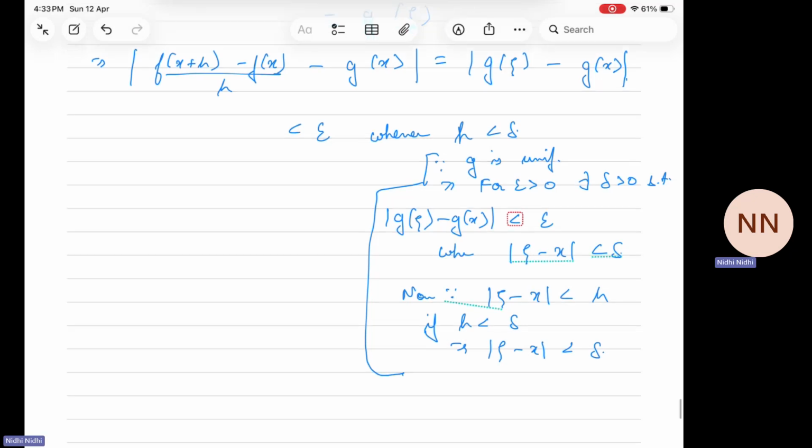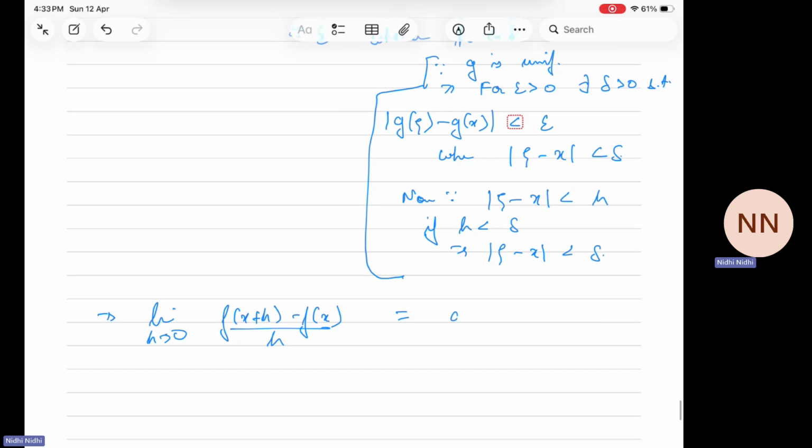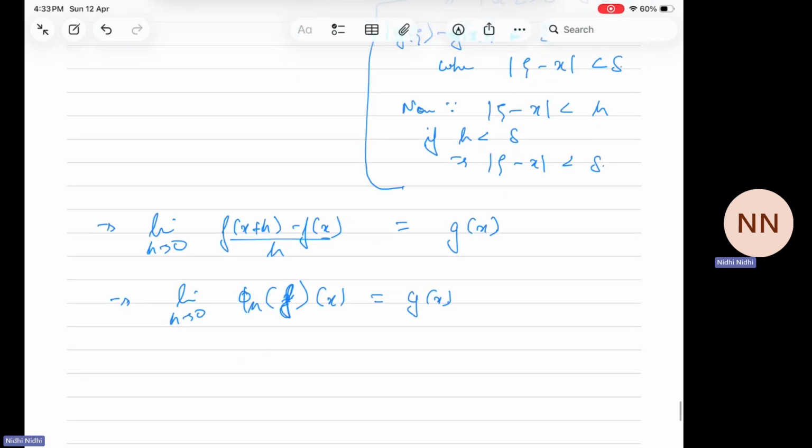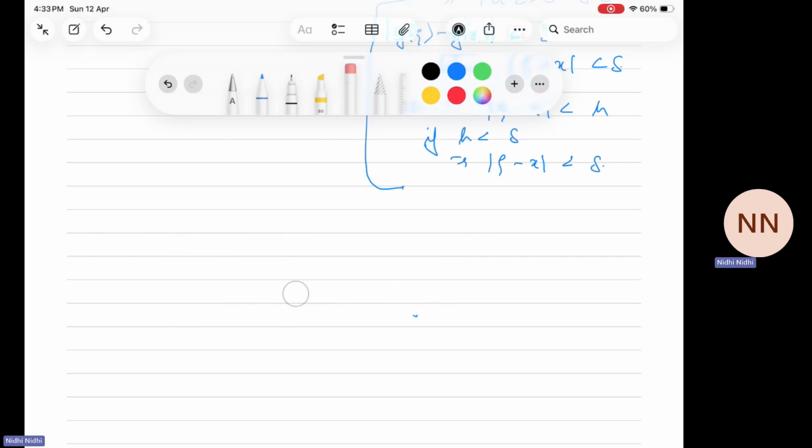That means limit h tending to 0, f x plus h minus f x upon h is equal to g x. That means limit h tending to 0, phi h f at any point x is equal to g x. In fact, sorry, this is what we already had. Now we need to show the uniform convergence.